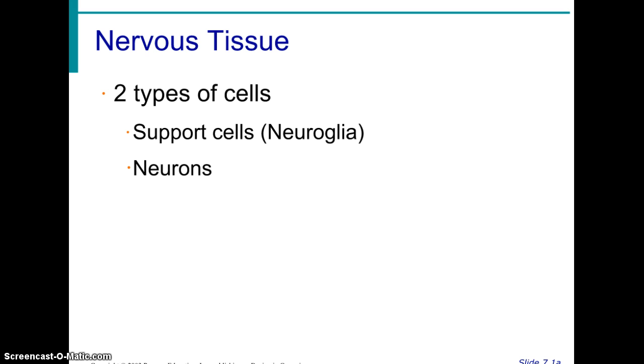Nervous tissue itself has two types of cells. So you have the support cells, which are called neuroglia. And neuroglia essentially means nerve glue. Neuro meaning nervous system. Glia is the glue. So those support cells are really what hold the nervous tissue together and support the next category of cells, which are the neurons.